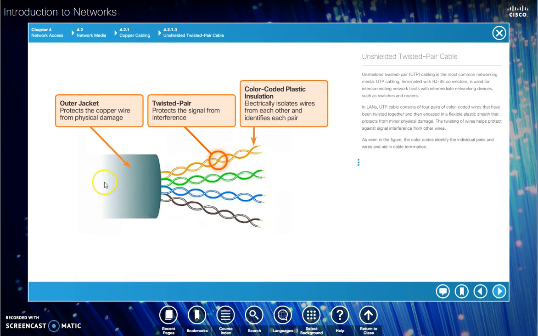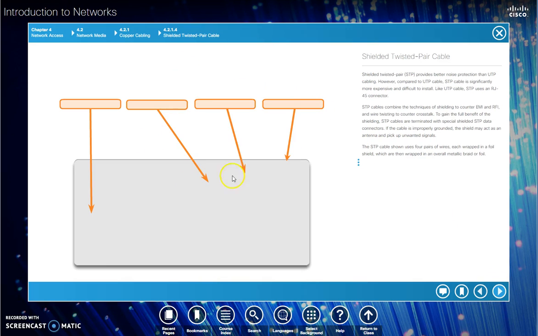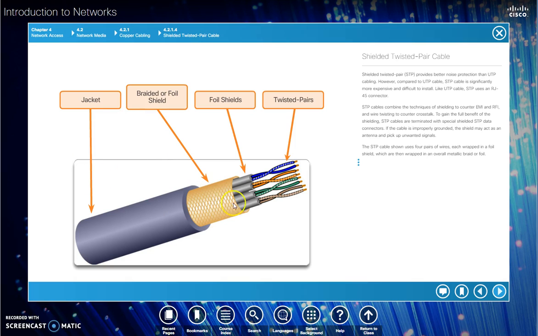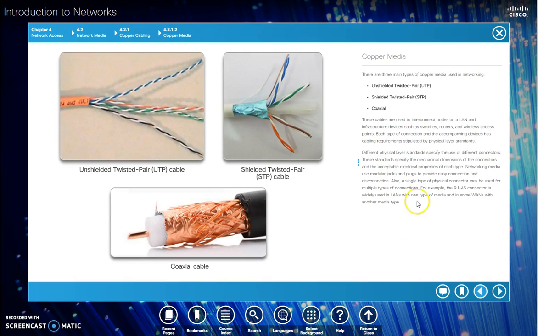Outer jacket. The cable on the outside protects from damage. It's actually pretty tough. Twisted pair, that prevents crosstalk and interference. And then color coded so you know what lines are which because the pairs matter. Shielded twisted pair has the extra braided foil to keep out outside interference. And then they have shielding across the twisted pair to provide even more protection. Oh my goodness, a little extra, huh? Let's go back. Let's take a look here. Yeah, they cut back on that.